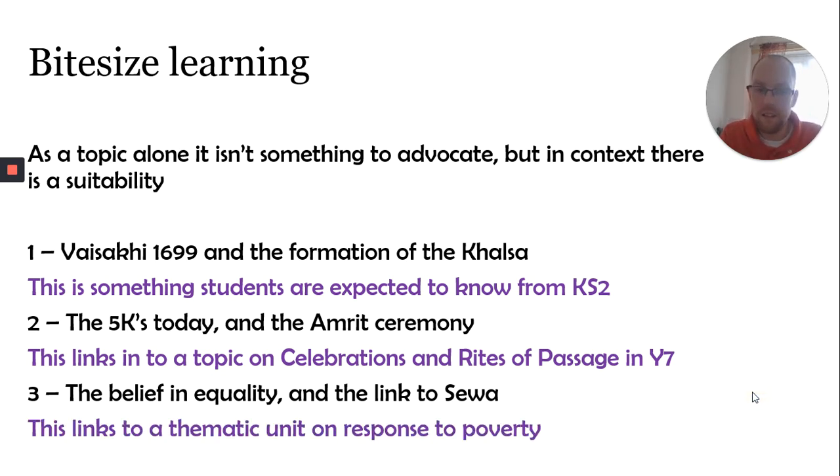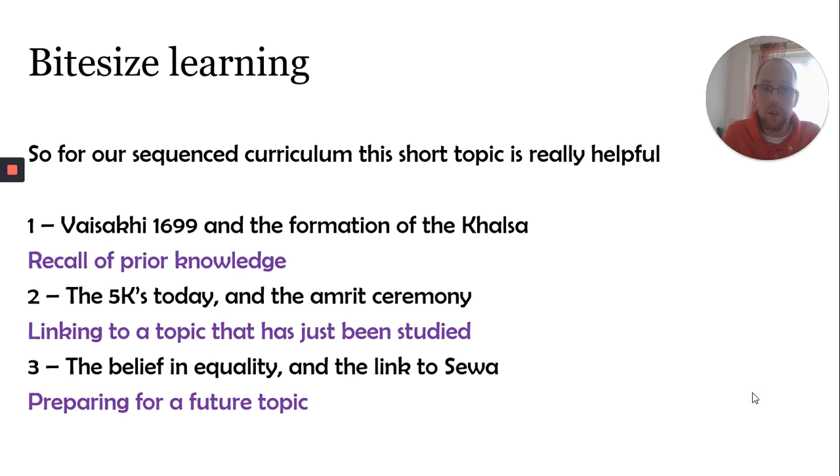But then the next lesson, Lesson 3, Belief in Equality, links to a topic they're going to do in the future where we look at responses to poverty. And this allows me to then introduce Seva, link it back to this very short unit, and they're reminded of the links to why it is the teachings of equality. So they're not just saying that Sikhs do Seva because it's part of their faith, but they have the beliefs underpinning it. So as part of our sequenced curriculum, this topic works really helpfully because it recalls prior knowledge.